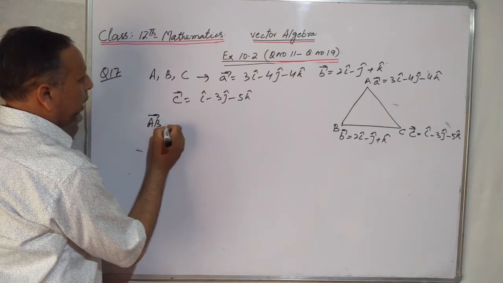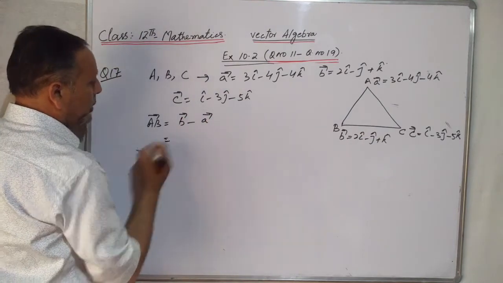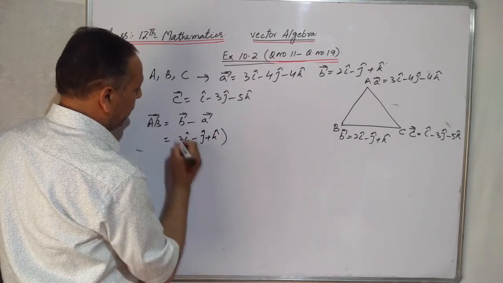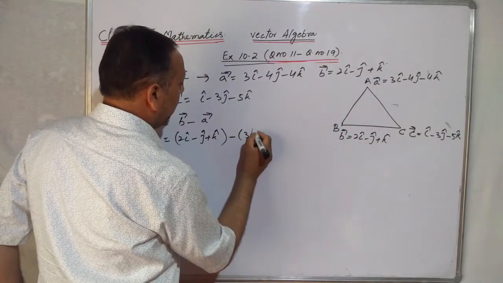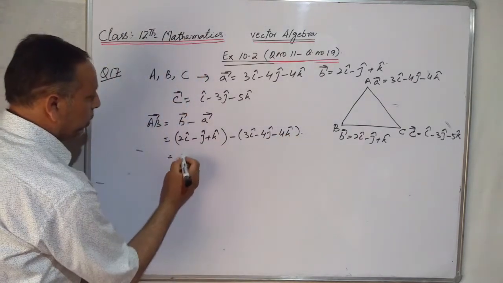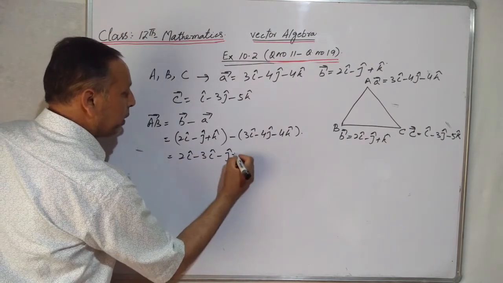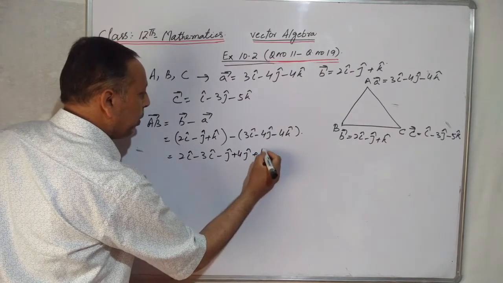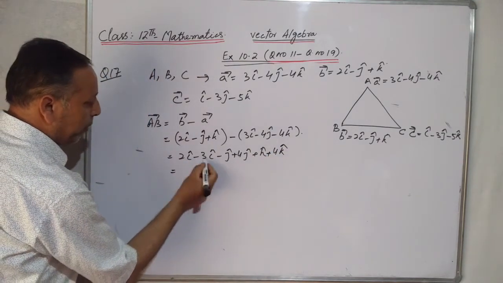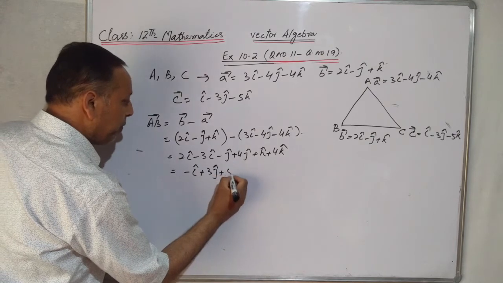Vector AB will be position vector of B minus position vector of A. It is vector B minus vector A. So vector B, 2i cap minus j cap plus k cap, minus vector A, 3i cap minus 4j cap minus 4k cap. So it is 2i cap minus 3i cap, minus j cap plus 4j cap, plus k cap plus 4k cap. So it will be equal to 2i cap minus 3i cap means minus 1i cap, plus 3j cap plus 5k cap.